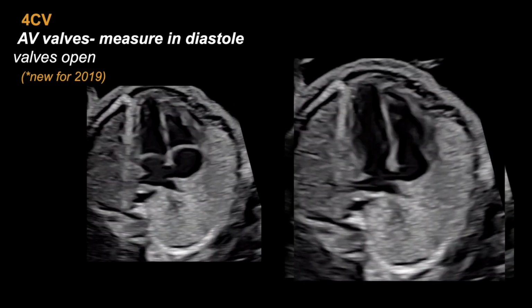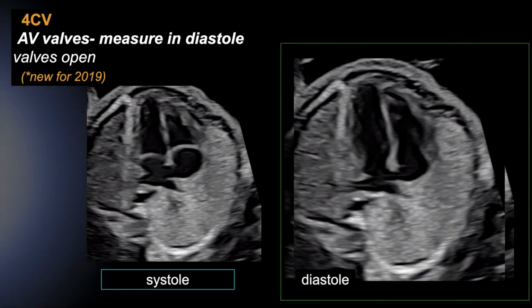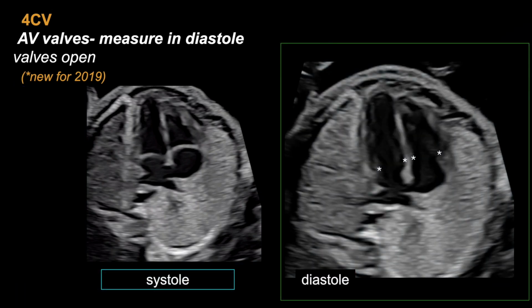Now, one of the new components for 2019 was to take measurements of both the mitral and tricuspid valve annulus in diastole, so when the valves are open. Remember, valves closed is systole, so this is not when you want to take your measurements. It's when the valves are open in diastole. What you want to be looking for is the hinge points of the valve, and that's where you're going to put your calipers. It helps to scroll through your cine loop to identify this. You can see a wisp of the valve leaflets here, but you want to place your calipers at those hinge points.